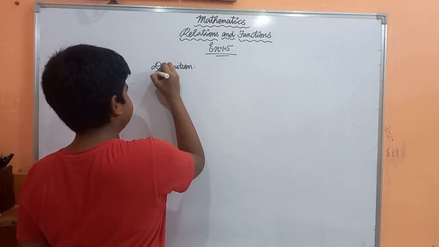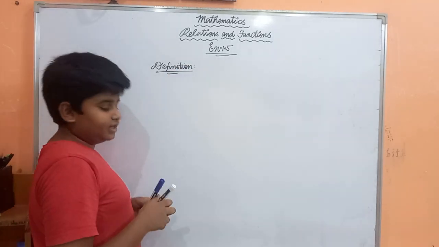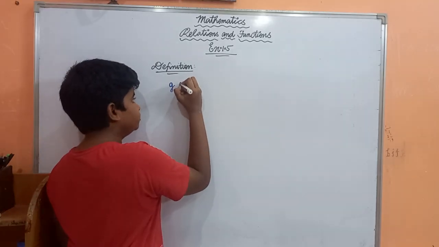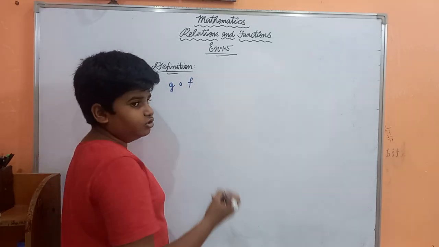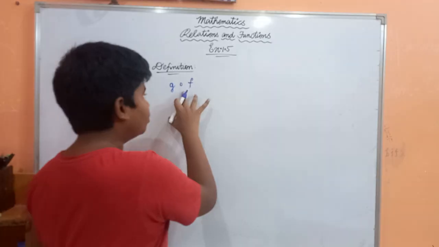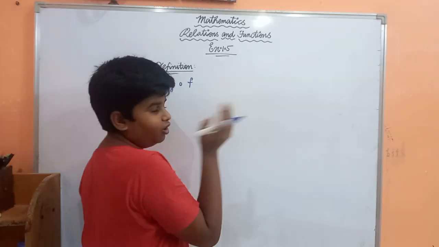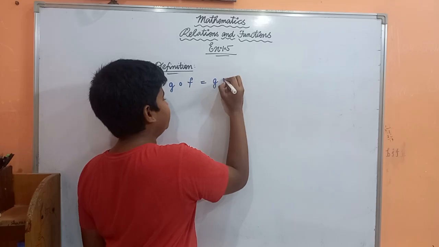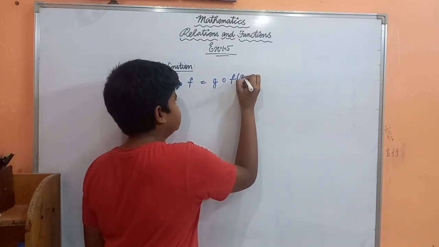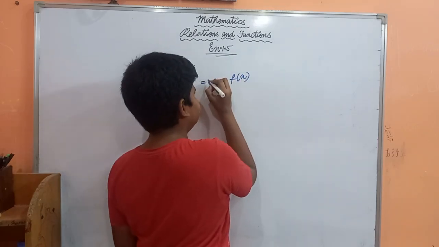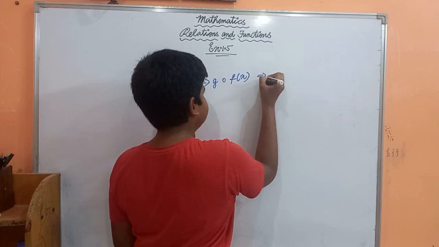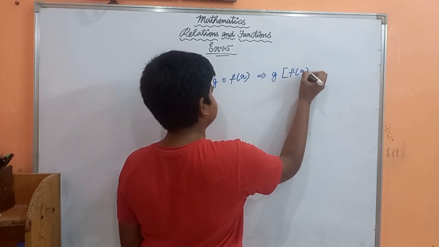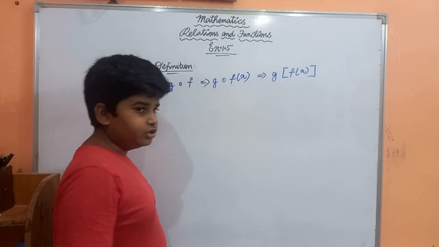So the main definition of this class is g dot f. It looks like o or 0. Why do you call it dot? Because we call it dot. And if you want to expand it more, g dot f of x. And if you want to expand it even more, it's g whole bracket f of x. That's how you do it.